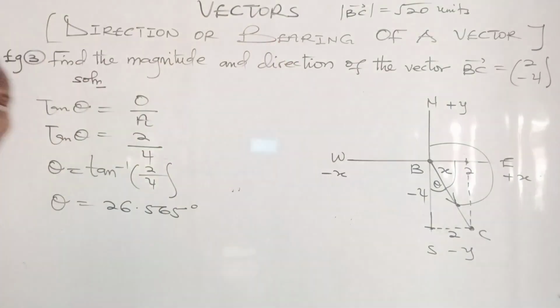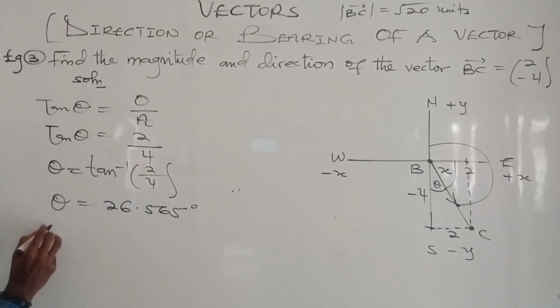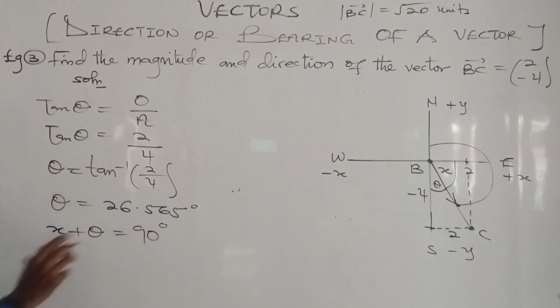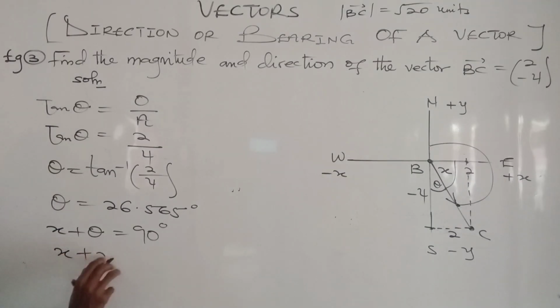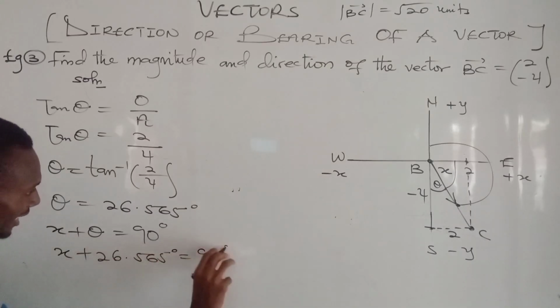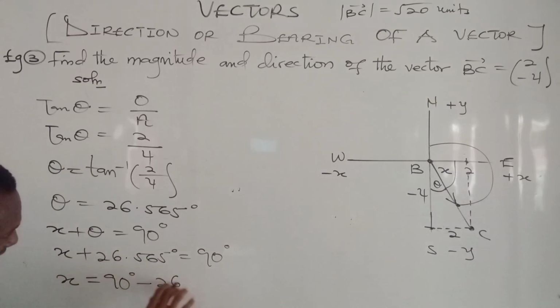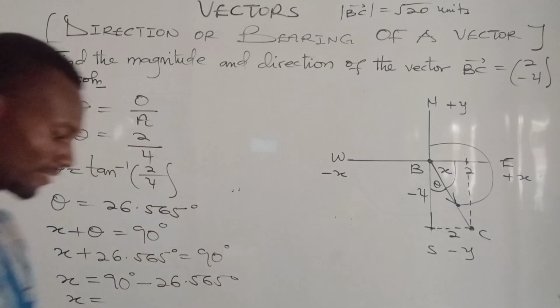Okay, so let me continue. I'm going to say that S plus theta should be equal to 90 degrees, and I know the value of theta, so I'll put it there. So S plus 26.565 degrees equals 90 degrees. Okay, from here you just need to make S the subject. So S will be equal to 90 degrees minus 26.565 degrees, and you finally get S. Let's use the calculator to check the value that we'll get.